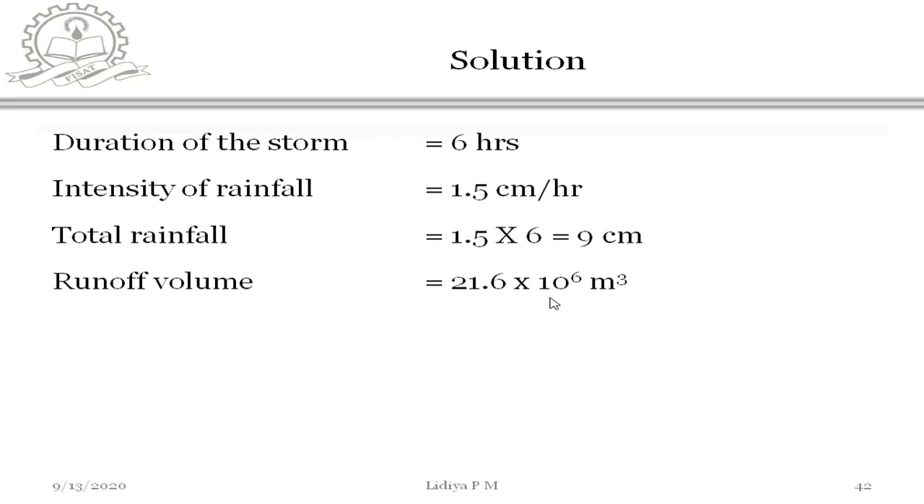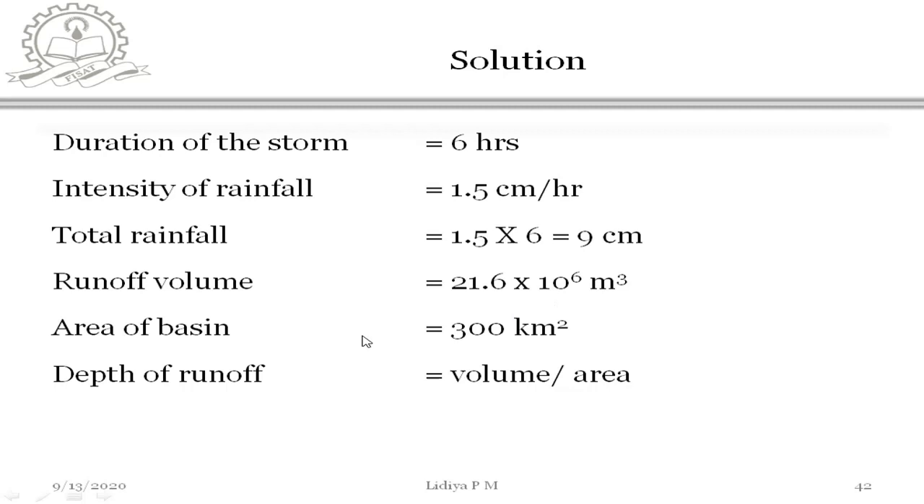The next one, it is given as runoff volume, 21.6 into 10 raised to 6 meter cube. So next you have to calculate the runoff depth. How to calculate runoff depth? The area of the basin is given, 300 square kilometers. Convert that into meters square. So depth of runoff is equal to volume divided by area. Here it is 21.6 into 10 raised to 6 divided by area. Convert 300 square kilometers into meters square. So 300 into 10 raised to 6, and we are getting 0.072 meter, that is equal to 7.2 centimeter.